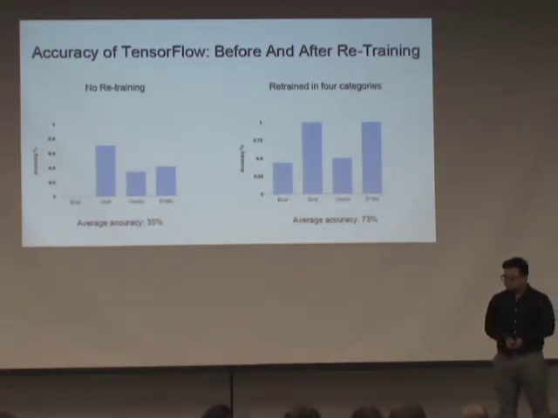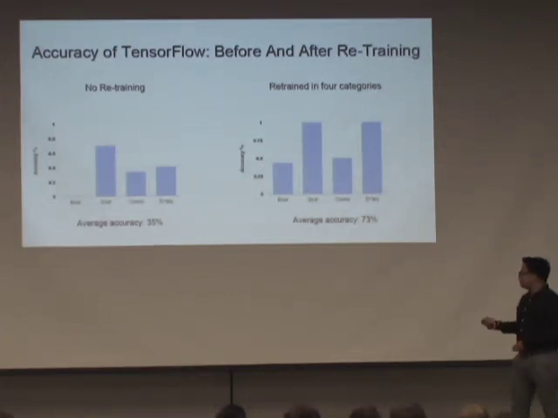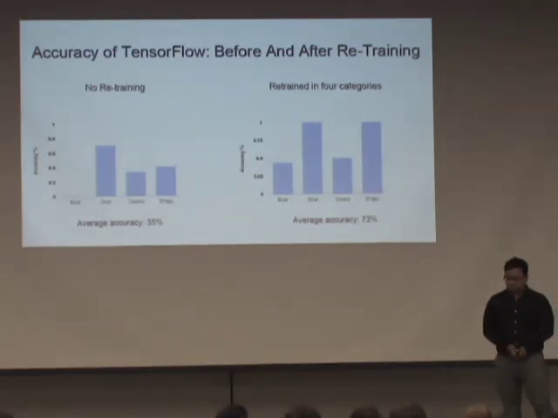After comparing both of these results and running the accuracy on both of them, I found out that the average accuracy for the untrained model was 35%. After the retraining, it boosted the accuracy almost double, to 73%. As you can see, every single category went up in accuracy as well.